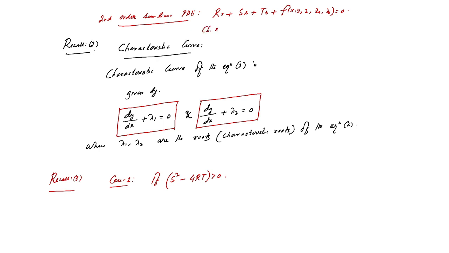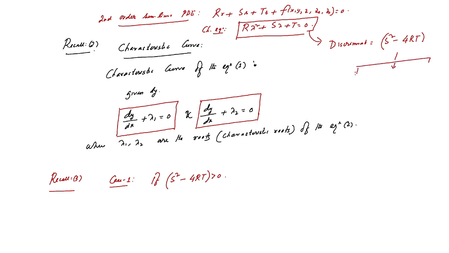And here the characteristic equation is r lambda square plus s lambda plus t equals to 0. Now here, if the discriminant of this quadratic equation in lambda is greater than 0. So what will be the discriminant? The discriminant D equals s square minus 4rt. So there may be three cases: it is greater than 0, or equal to 0, or less than 0.